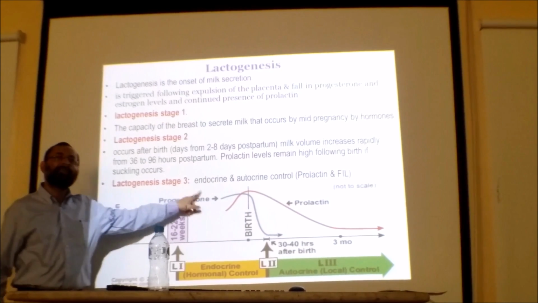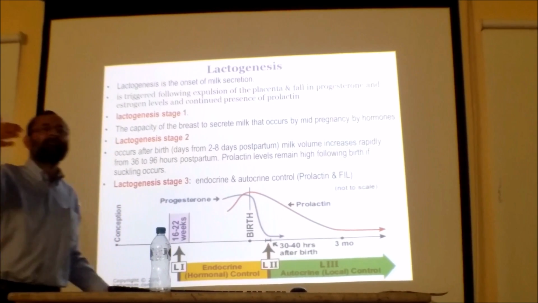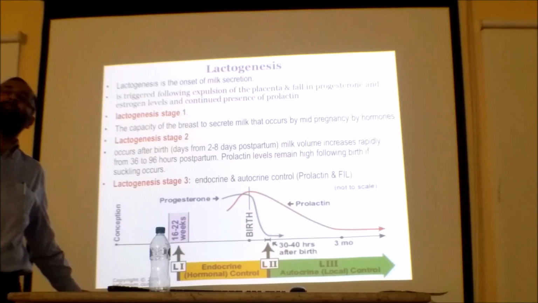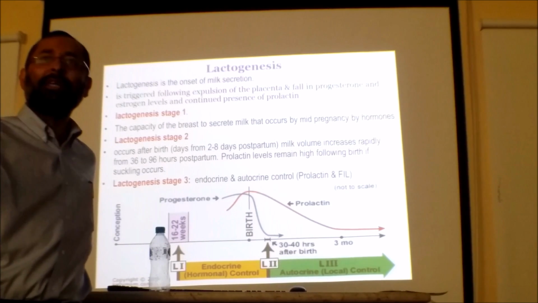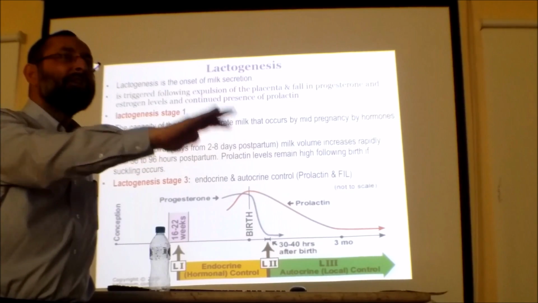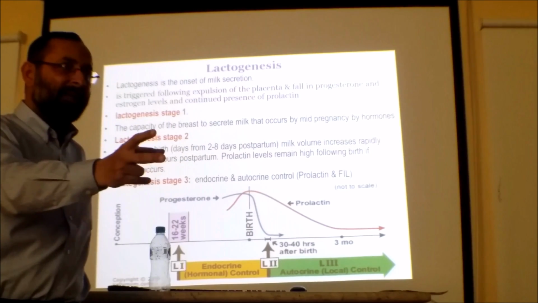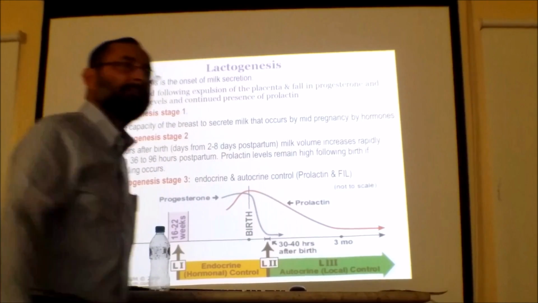Lactogenesis 3 is the maintained phase after a week or so, and it continues for a very long time. So it's very simple. Lactogenesis 1, 2 and 3. You keep 1 for the pregnancy, 2 for a couple of days after birth, and after that, 3.